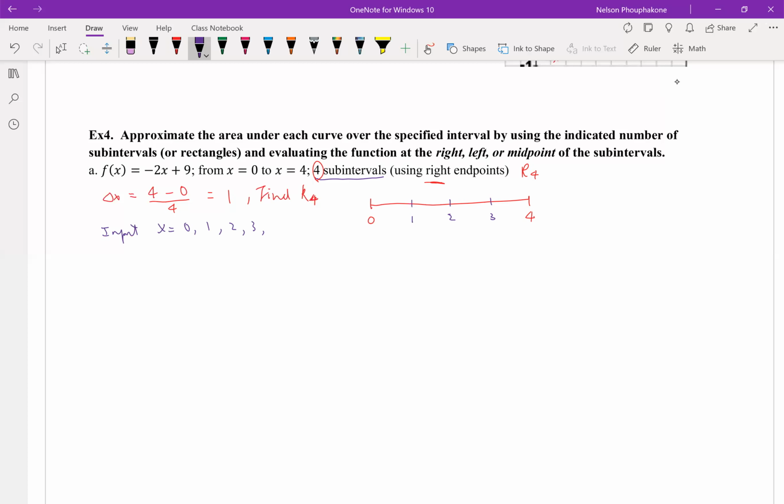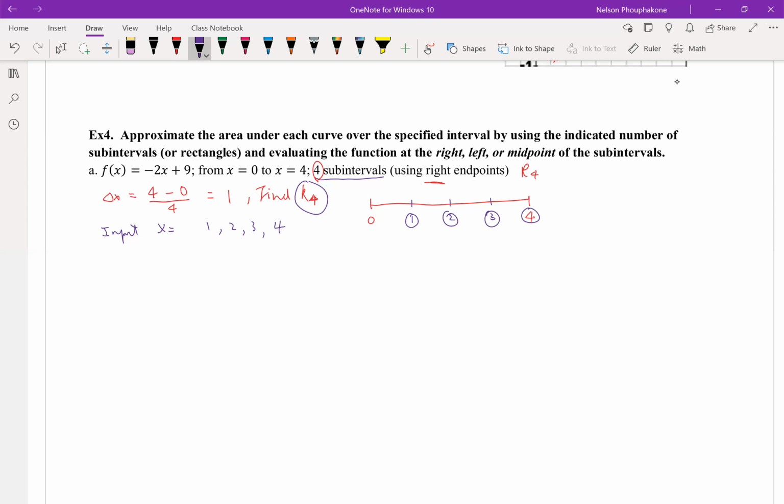No, actually, the input is 0, 1, 2, and 3. Okay, then now we are working with the right, my bad. So it will be x equal to 1, 2, 3, and 4. Okay. So we need to be careful then.